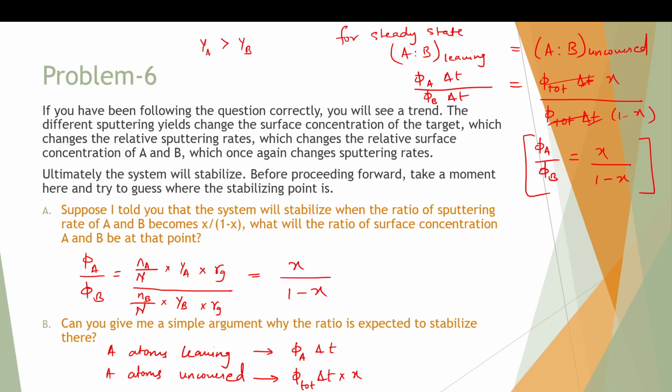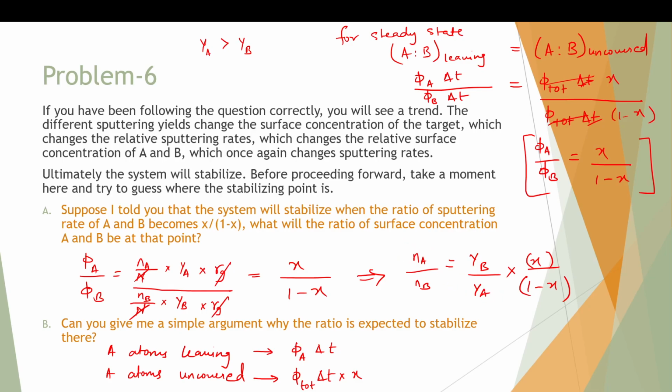So from this, can we find out the ratio of Na by Nb? Simple, right? We just cancel these terms out. So Na by Nb is nothing but Yb times x upon Ya times 1 minus x. Right? So from this, what do we see? At steady state, the concentration of A atoms is inversely proportional to the yield of A.